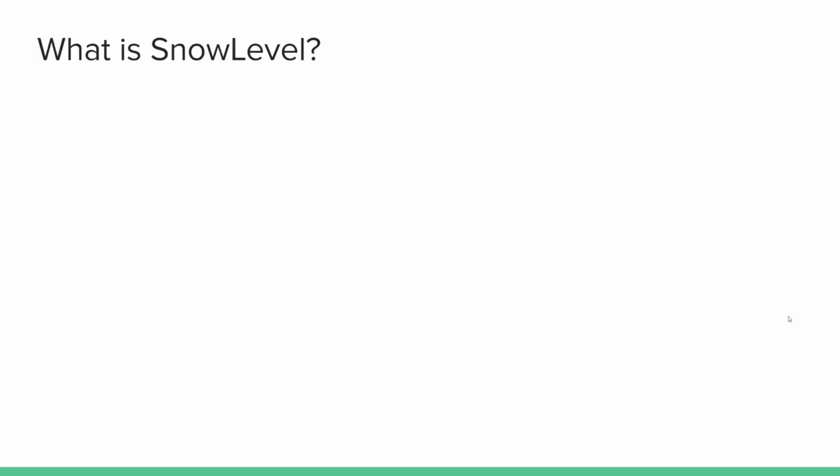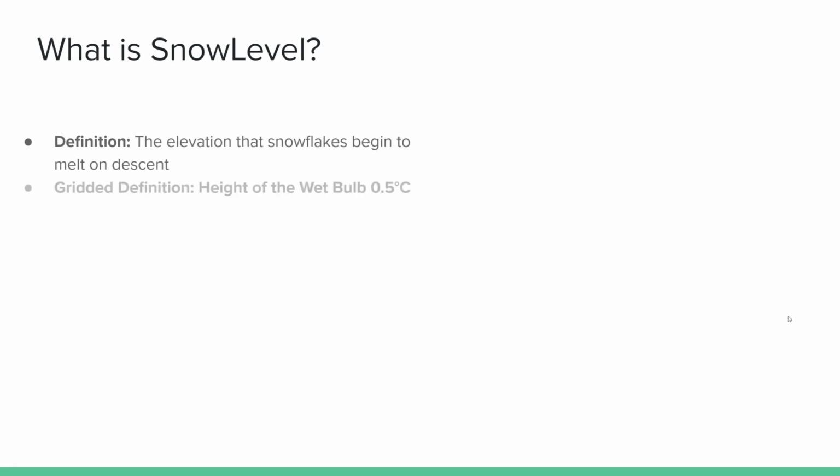So what is SnowLevel? SnowLevel is defined as the elevation above sea level that a snowflake begins to melt as it descends to the surface. In our gridded world, this is calculated as the height of the half-degree Celsius wet bulb temperature in the atmosphere, and is also the definition used by the National Blend of Models.